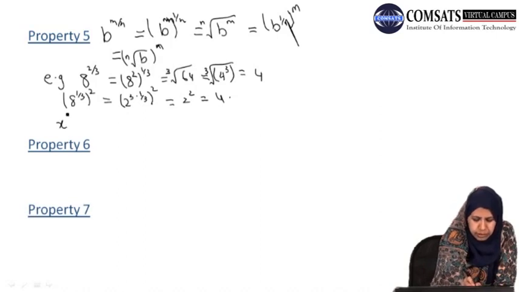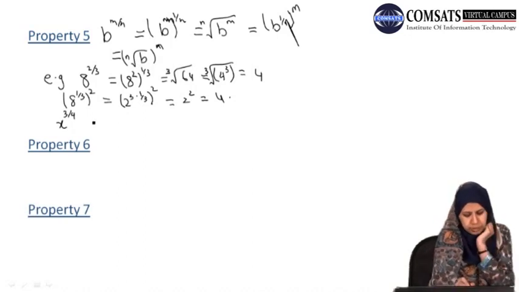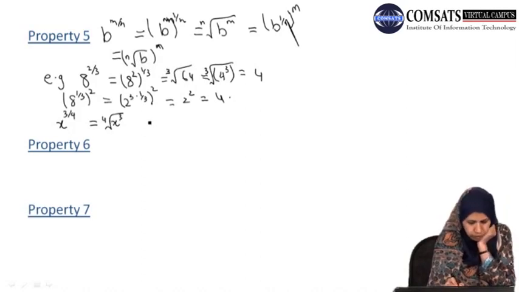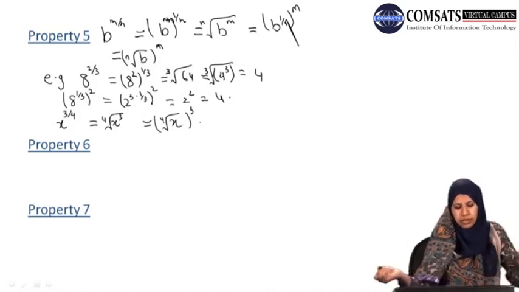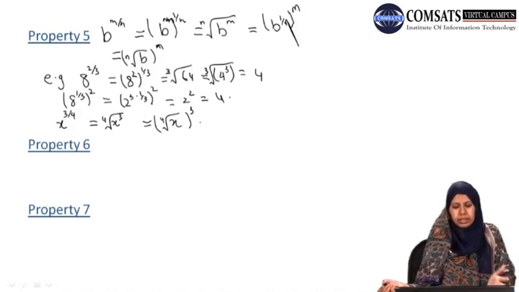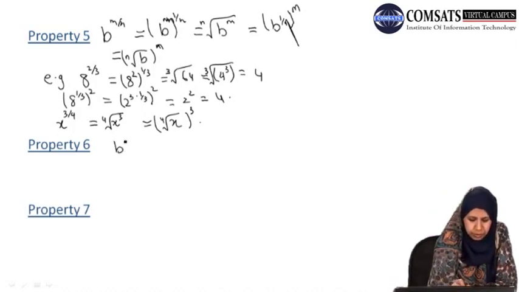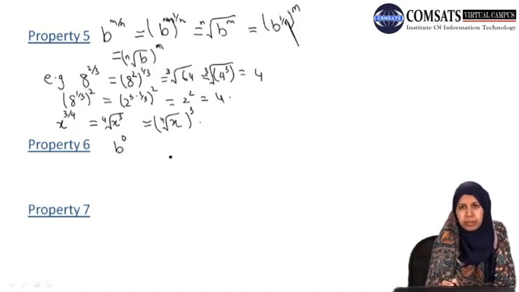In terms of variables, if x has a power 3 by 4, then this is nothing but x cube with the 4th root, or this is nothing but the 4th root whole cube. That is, either we take the root, radical sign, and then the power, or first the power then the radical sign, it's the same.